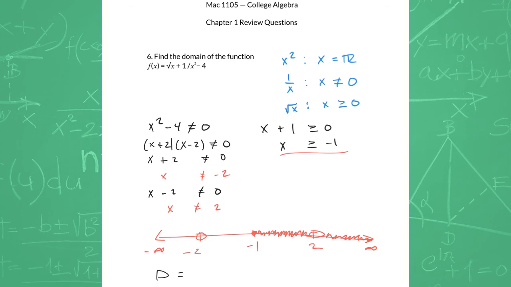So from there we see that our domain lies on the interval from negative 1. Negative 1 has a closed bracket to 2. And then from 2 to infinity.